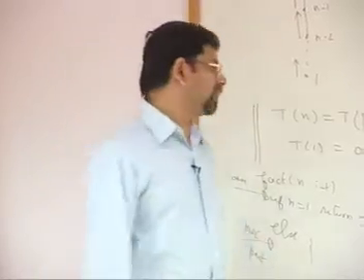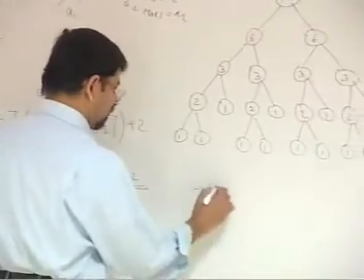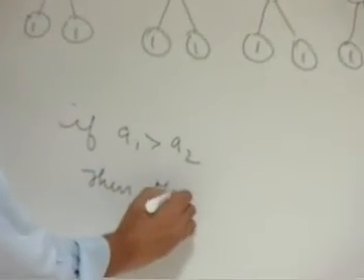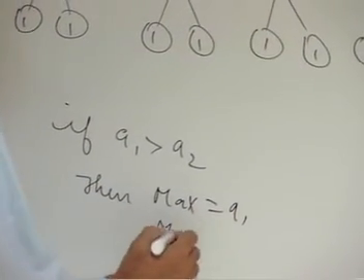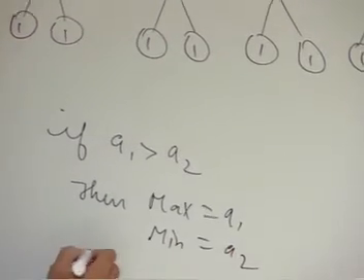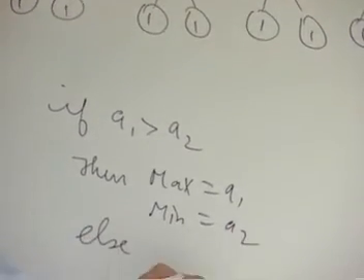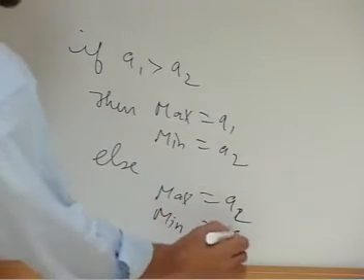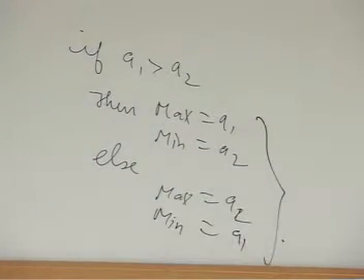It is simple. Okay? If A1 is greater than A2, then max equal to A1, min equal to A2, else max equal to A2 and min equal to A1. So when there are two items, I can solve in one comparison rather than two comparisons. So now I am going to write my recursive program like this.